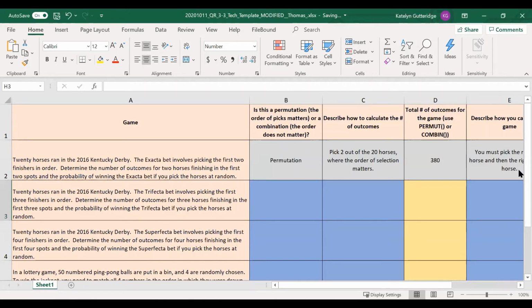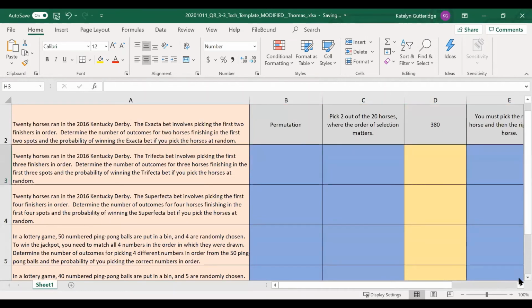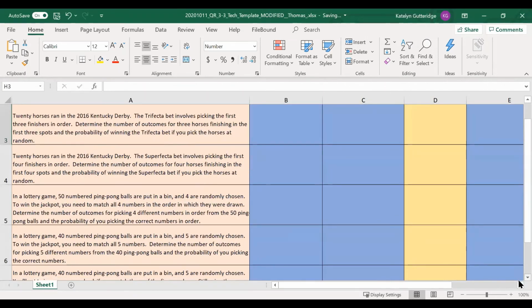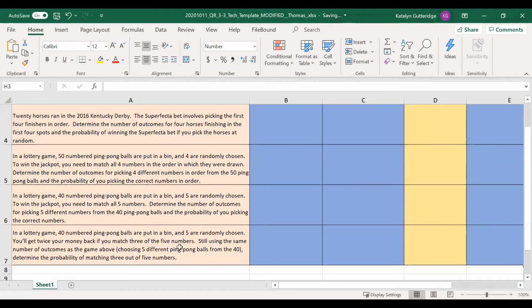So keep that in mind, follow the model from the very beginning for those Kentucky Derby horse races. They are getting more complicated as you move down, so your probability is going to keep getting smaller and smaller. Your total number of outcomes will get larger and larger as you work through those Kentucky Derby problems. Once you get through the Kentucky Derby problems, you're going to be working through some lottery problems. The lottery problems, we have 3 different ones. The first one is going to be similar to the Kentucky Derby problems.